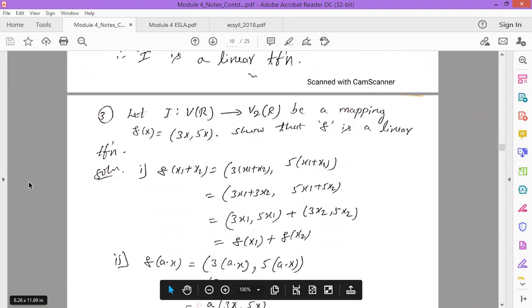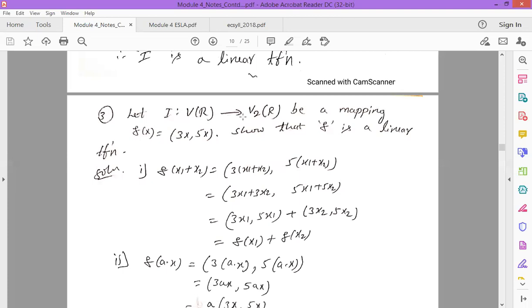And next, we are given that V2 of R is transformed to V2 of R, a mapping for the function f of x is equal to 3x comma 5x. Show that f is a linear transformation. So here, given this function, we need to show f is a linear transformation.